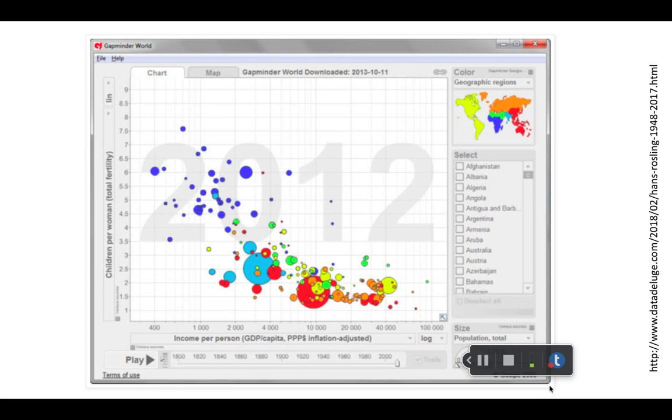Here's another piece of Hans Rosling's work showing the relationship between children per woman, fertility, and income per person. And here you see that in poorer countries, fertility is much higher than in wealthy countries.